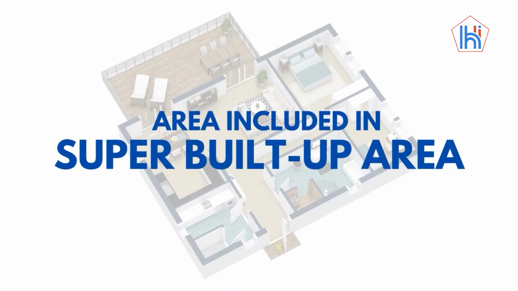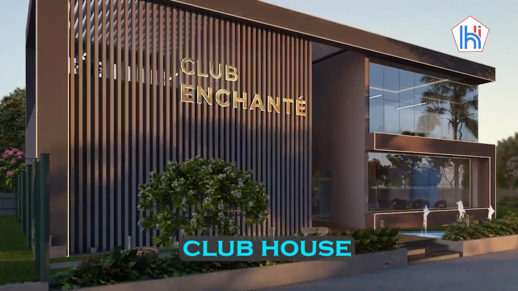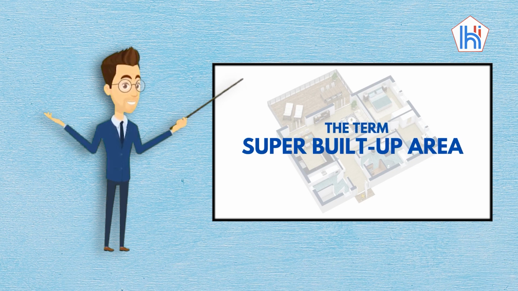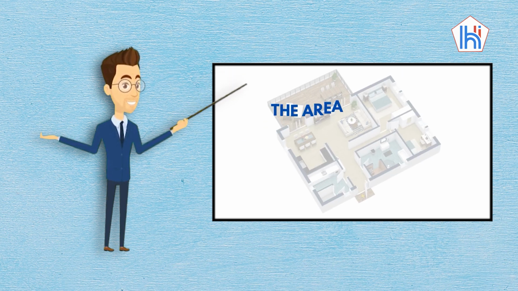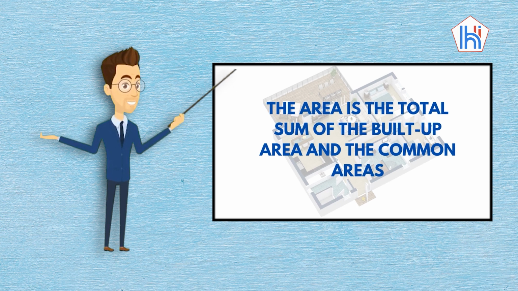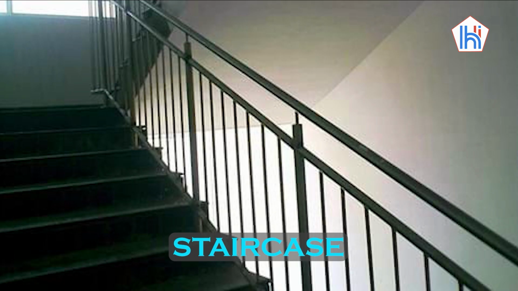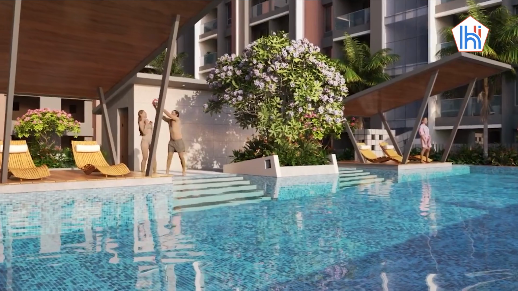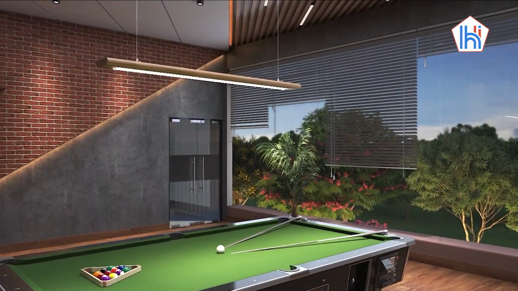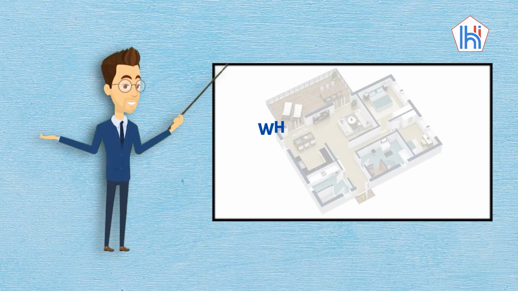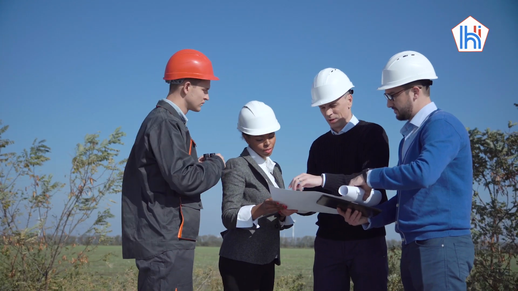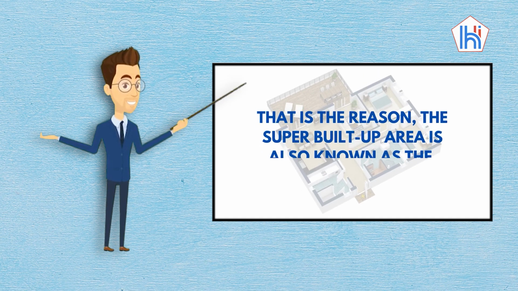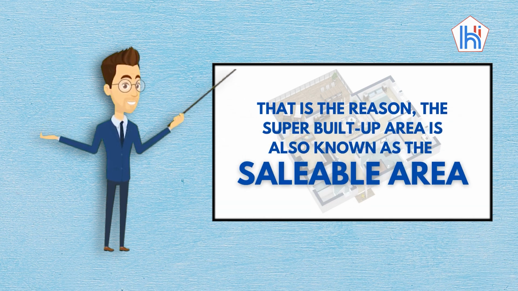Areas included in super built up area are common amenities like clubhouse, swimming pool, elevators, lobby, etc. The term super built up area is usually mentioned by the builder. The area is the total sum of the built up area and the common areas including the staircase, corridor and lift lobby. Additionally, it has also been seen that some builders even include the swimming pool area, garden area, indoor sports room and clubhouse while calculating the common area. The builder charges you on the basis of total super built up area. That is the reason the super built up area is also known as sellable area.